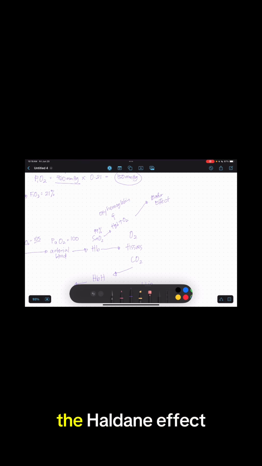And then the Haldane effect is for the affinity of CO2. Like oxygen, if there is a high concentration of CO2, like in the tissues, then the hemoglobin is more likely to have affinity with CO2, so it picks up CO2. And once it reaches the lungs, where there's less CO2, the Haldane effect states that the affinity of hemoglobin for CO2 is less, so it will offload the CO2 in the lungs.